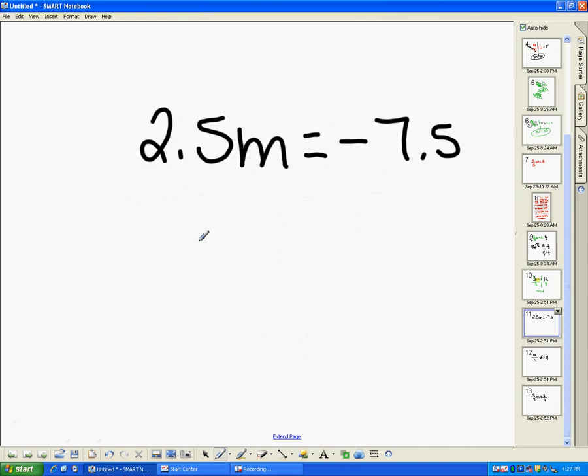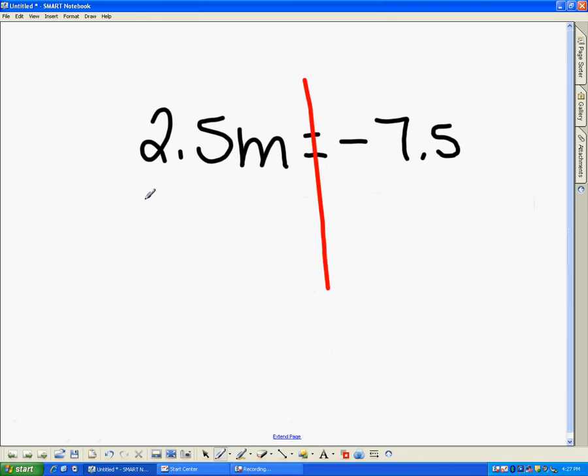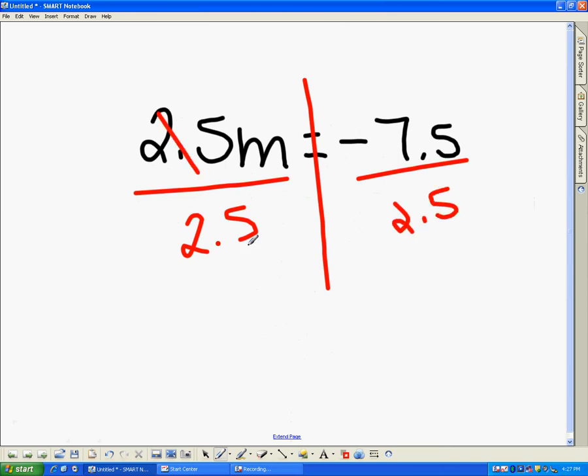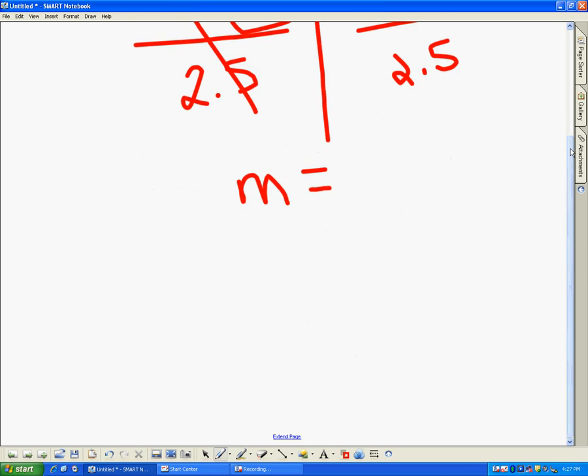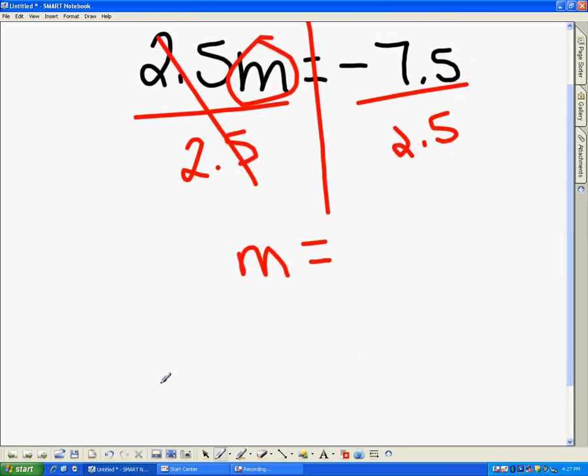Alright, so now if we have 2.5 times m is equal to negative 7.5, again we want to isolate the variable, so we're going to divide both sides by 2.5. Again, these 2.5's cancel out, leaving me with an m over here is equal to negative 7.5 divided by 2.5. When you have problems like this, you still just have to follow your decimal rules. Now, because I'm dividing a negative by a positive, I know that my answer is going to be negative.